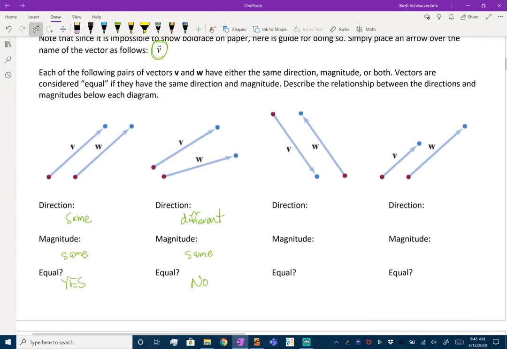Okay, what about these two over here? Are they going in the same direction? Well, they're actually going in polar opposite directions. Do they have the same magnitude? It sure does look like they do. They look the same length. But again, are they equal? No, because they both have to be the same magnitude and direction. Last one. If you look at the direction of these, they do appear to be going in the same direction, but clearly they are different magnitudes. Therefore, again, they are not equal in terms of vectors.